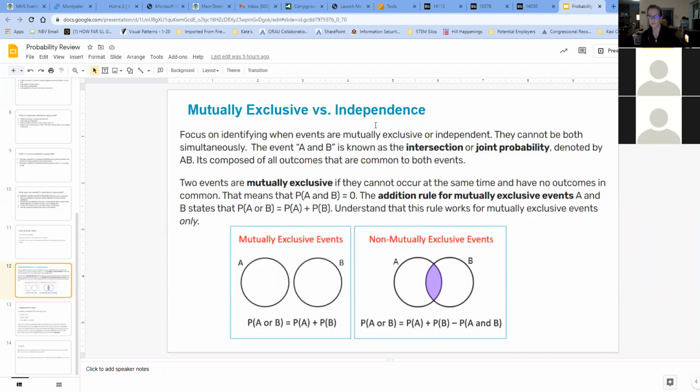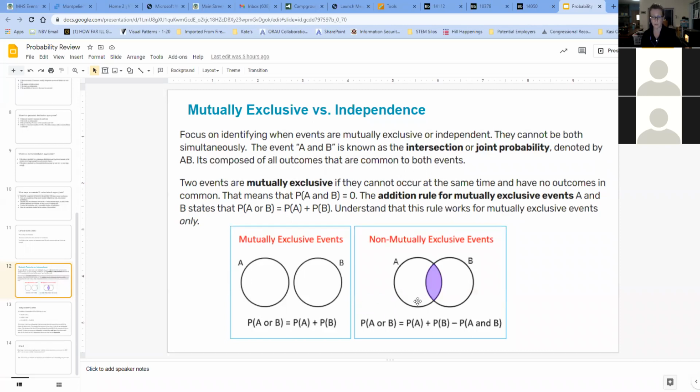So mutually exclusive versus independence. This is all about mutually exclusive. I think this is the easier one out of the two for sure. Again, mutually exclusive events means that there's no overlap. Another word for mutually exclusive is disjoint, because they are not connected, okay? So these are mutually exclusive, two circles that don't overlap. Non-mutually exclusive would be circles that do overlap. Okay, so to find the probability of A or B here, you'd have to take the probability of A and add it to the probability of B.